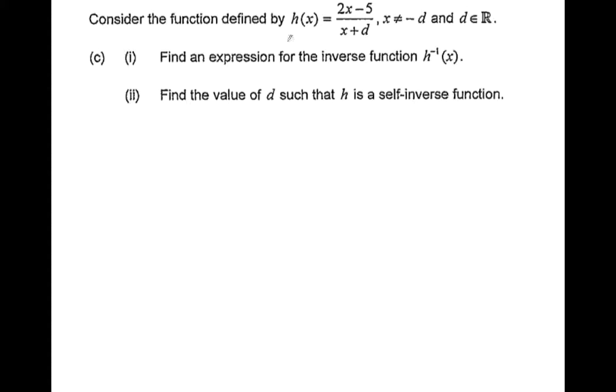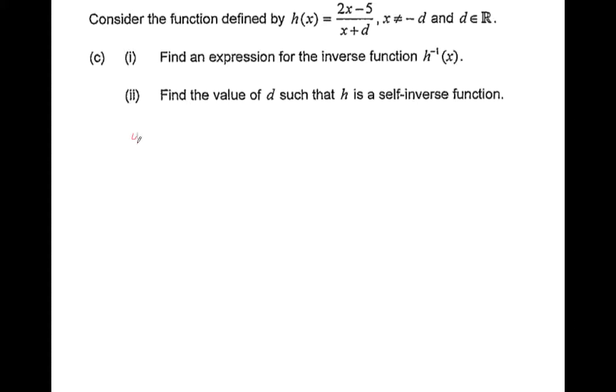Question 13c looks to be separate from the previous parts, unless you can see a connection. Here's h of x defined here. x is not equal to negative d, so there's no vertical asymptote. Find the expression of the inverse function.